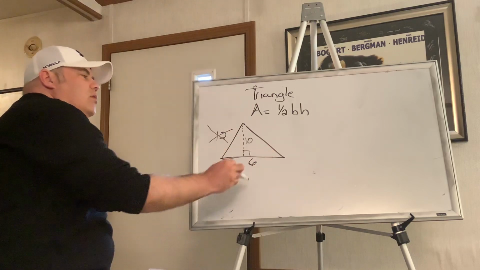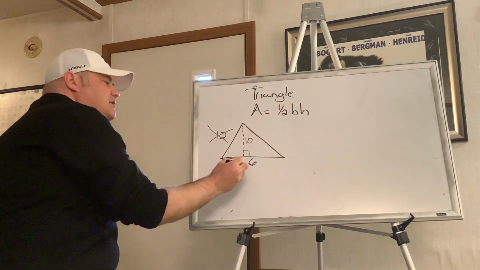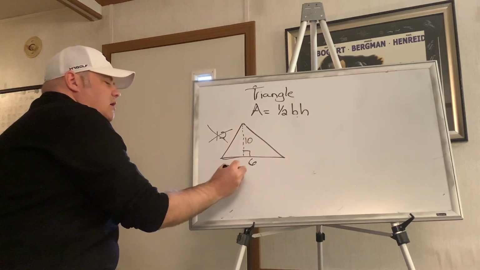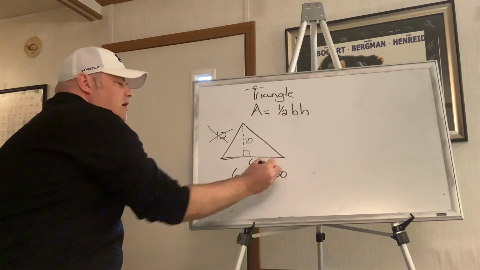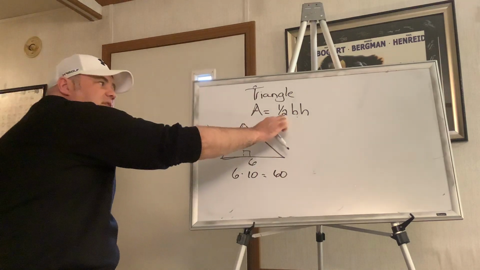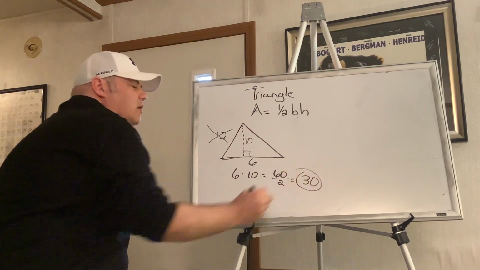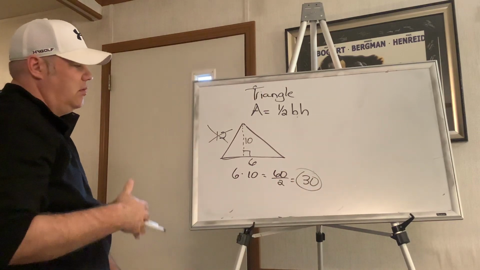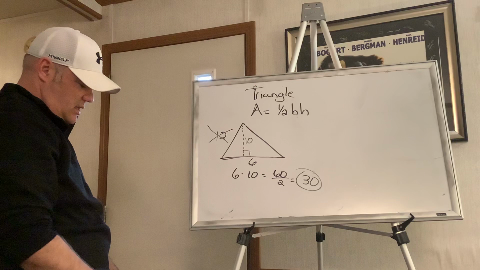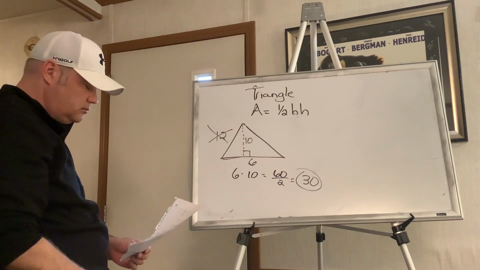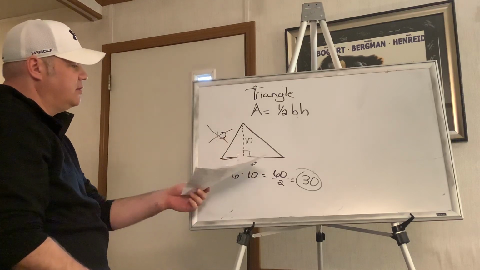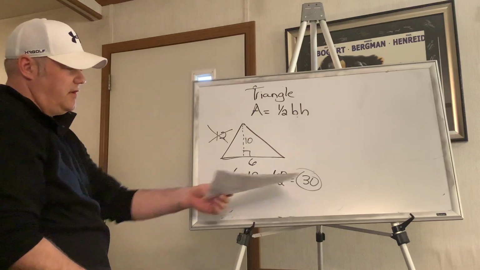So now we know what we can multiply. So 6 times 10, okay, is 60. And then the last thing we need to do is half that. So we're going to divide that by 2, and we get 30. Whether it be inches or feet or whatever, it's 30. Okay, so the easy thing to do is 6 times 10 divided by 2.